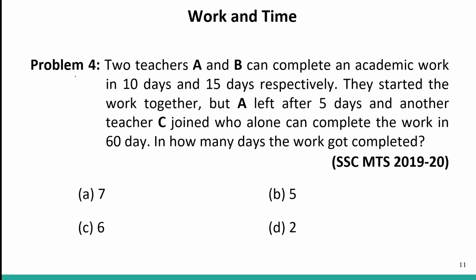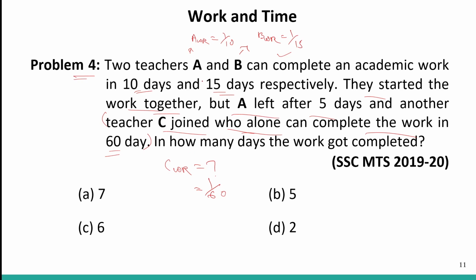So let's go for problem number 4. Two teachers A and B can complete an academic work in 10 days and 15 days respectively. So A's work rate, AWR, is equal to 1 by 10 and BWR is equal to 1 by 15, right? They started working together, but A left after 4 days and another teacher C joined, who alone can complete the work in 60 days. So C's work rate is 1 by 60, because he can complete the whole task in 60 days.